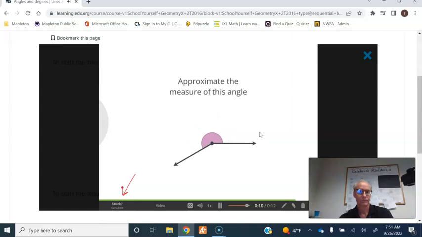Feel free to ask for a hint or two if you get stuck. Looks like it's about 180 and then maybe halfway again. So 180 and 45 makes 225.